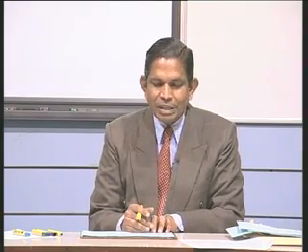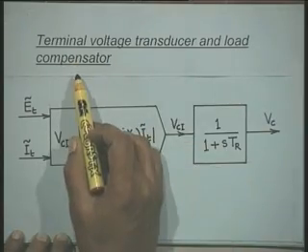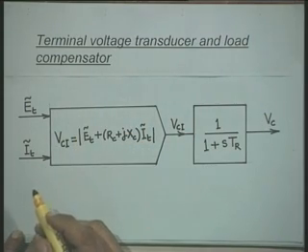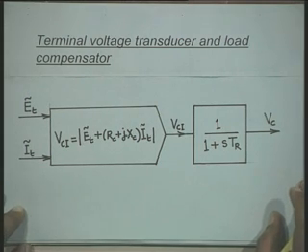The next important component of the excitation system is the terminal voltage transducer and load compensator. We have discussed in our previous discussion the need for a load compensator and the function performed by a load compensator.